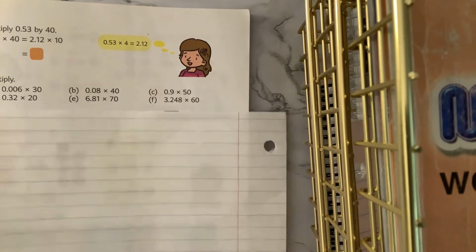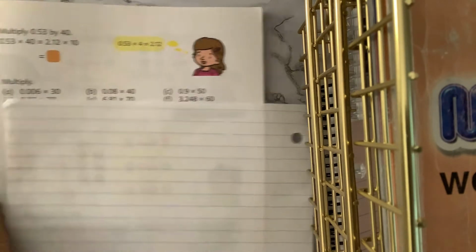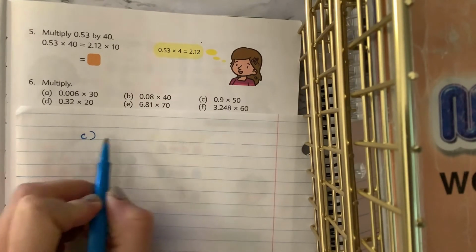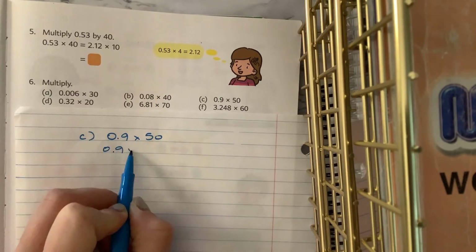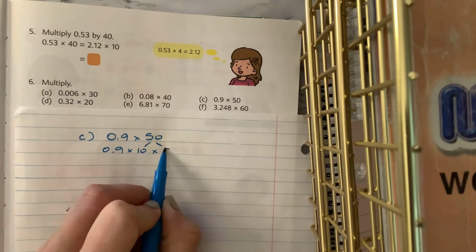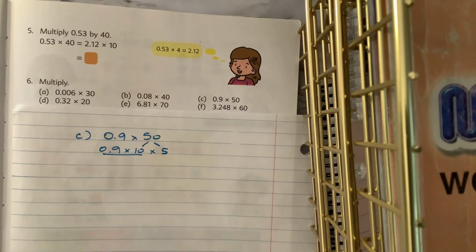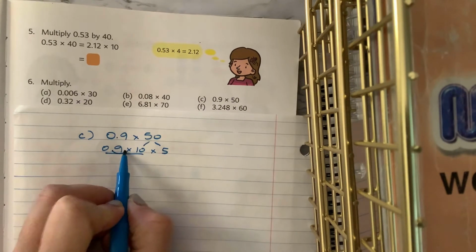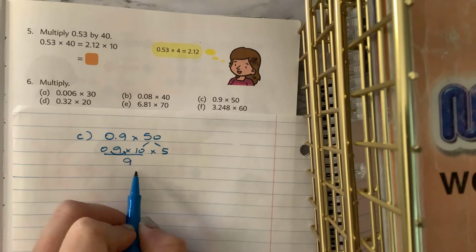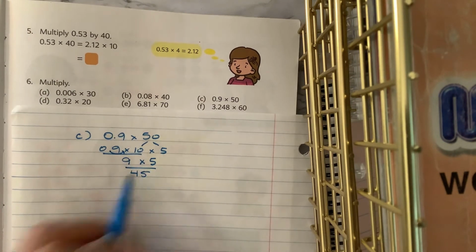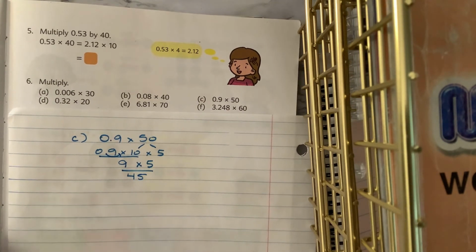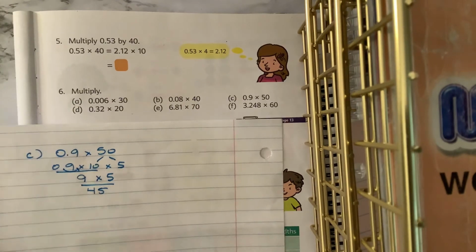Let's try C. 9 tenths times 50. So again, we want to break this apart into 10 and 5. Let's move that decimal point. So we're multiplying by 10, which means we go 1 to the right. 9 tenths times 10 is 9. Now we copy the rest of the problem. This is one we can do in our heads. 9 times 5 is 45. So 45 is our answer here. Okay, let's try D.